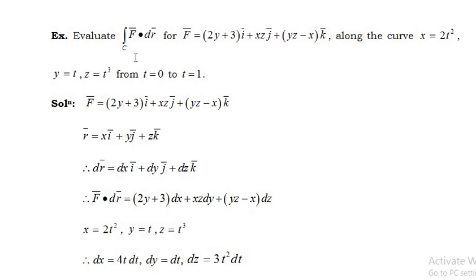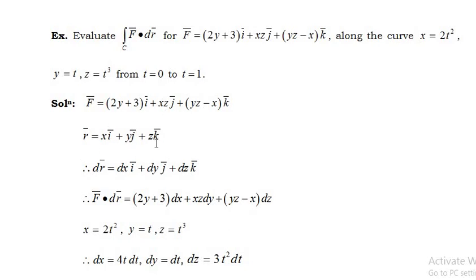Evaluate integration over C f bar dot dr bar for f bar equal to (2y plus 3) times i plus xz times j plus (yz minus x) times k along the curve x equal to 2t square, y equal to t, z equal to t cube from t equal to 0 to t equal to 1. Now this is f bar.